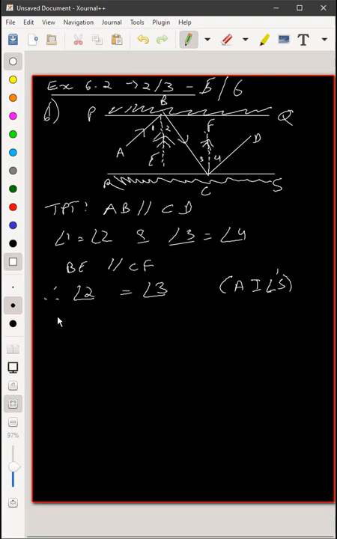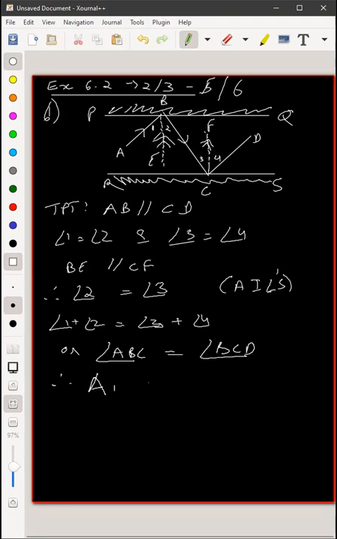So we can say that angle 1 plus angle 2 is equal to angle 3 plus angle 4, or angle ABC is equal to angle BCD. Therefore, AB is parallel to CD. Converse of the corresponding angle theorem. The alternate interior angle theorem.